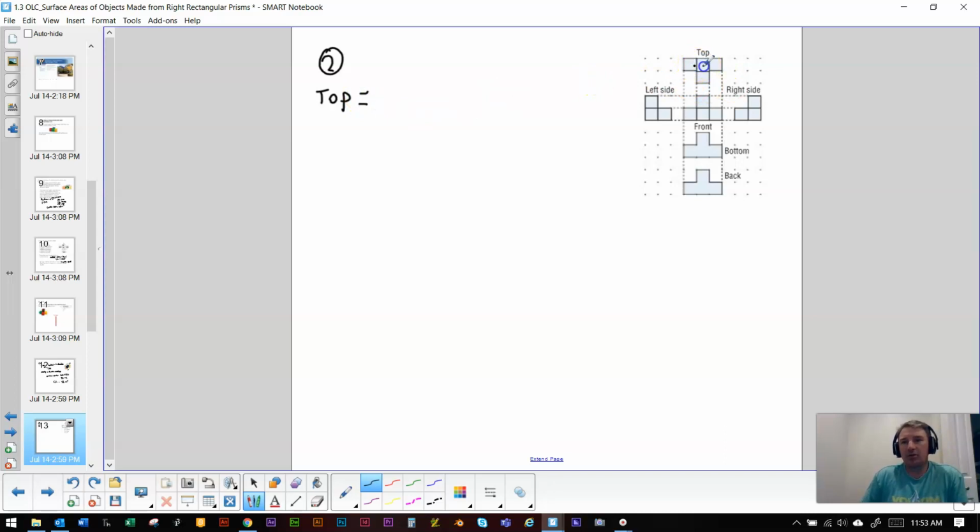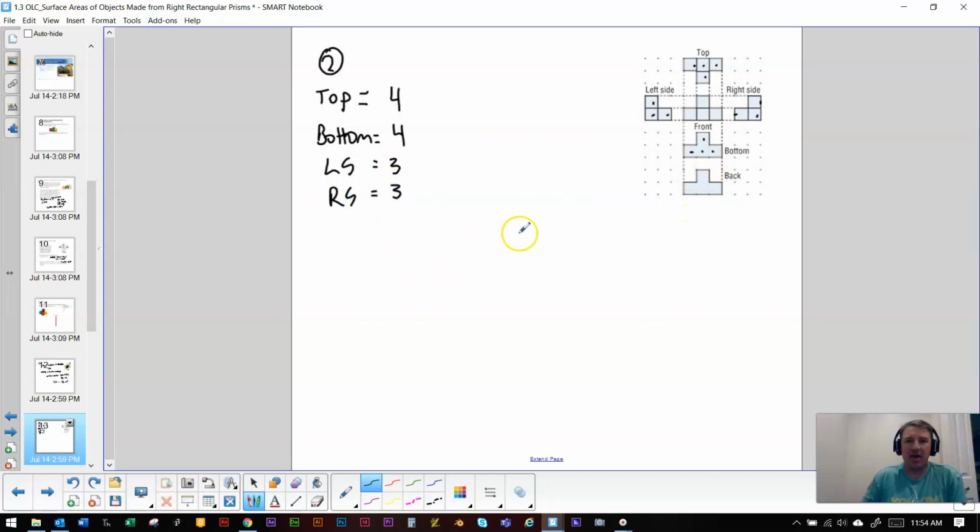We've got 1, 2, 3, 4. So 4 sides. Let's look at the bottom. Probably the same. 1, 2, 3, 4. Let's look at the left side. I'm just going to put LS. 1, 2, 3. And the right side is also 3. So left side is 3. Right side is 3.